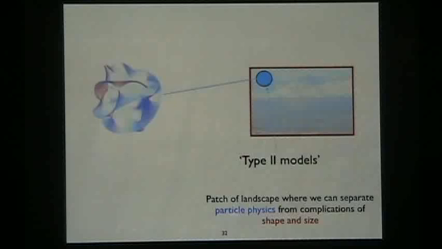So people who work on this, and I work on this, look at a particular region of this landscape that goes by the name of type 2 intersecting brane model or something. Doesn't matter. You just pick some little region of this landscape, some collection of points that could describe the extra dimensions of string theory. Remember, every point here is a different choice of the extra dimensions, and you just look at some region. And the thing that we like about this particular region is a patch of the landscape where we can separate particle physics from the shape and size complications. And I'll tell you a little bit why that is.